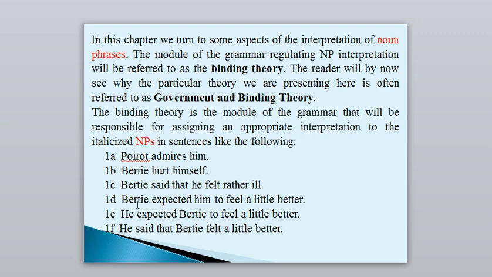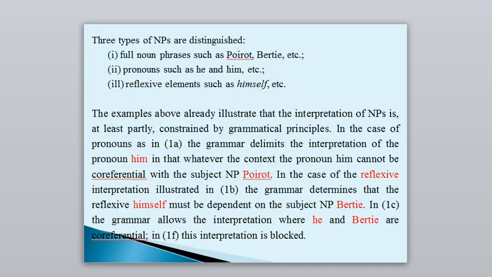1d, look at this example. Bertie expected him to feel a little better. Again, you see two kinds of NP here. The other one, he expected Bertie to feel a little better. You see again here two kinds of noun phrase, the pronoun and the proper name. And the last one, he said that Bertie felt a little better. Again, you see here two kinds of NP.